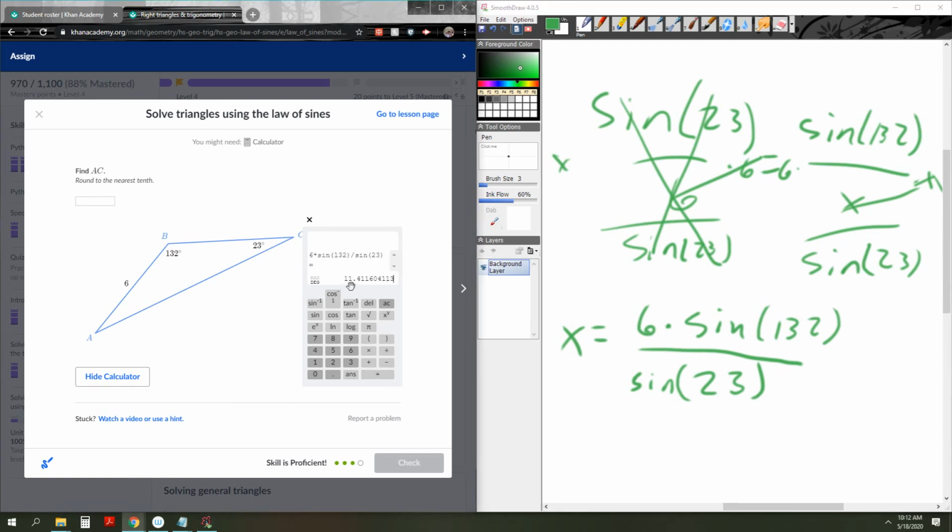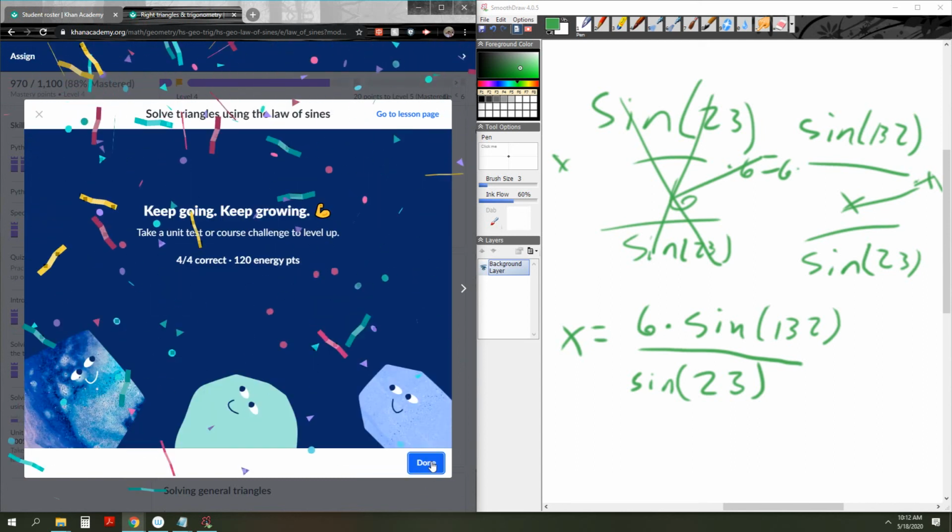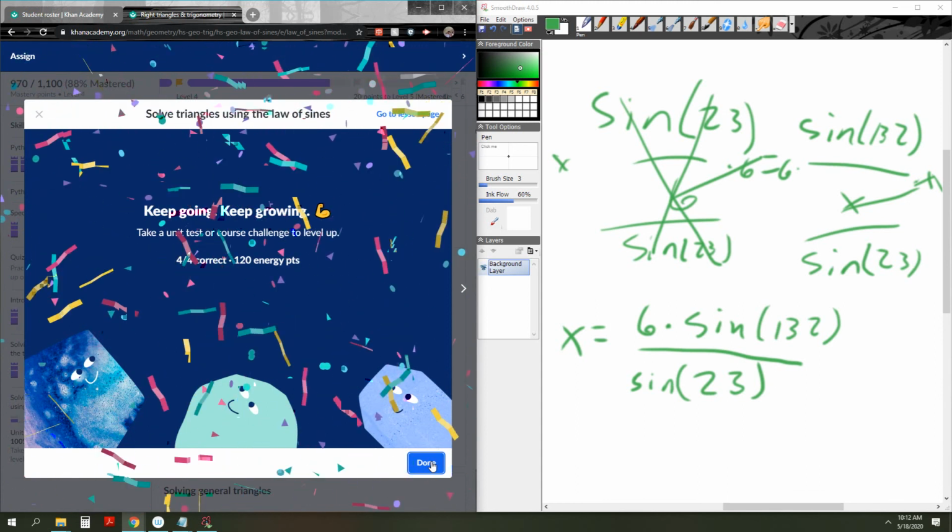And we're getting 11. Not quite double. It wants us to round to the nearest 10, so 11.4. Okay, check, and it likes my answer. Okay, that's solving triangles using the law of sines.